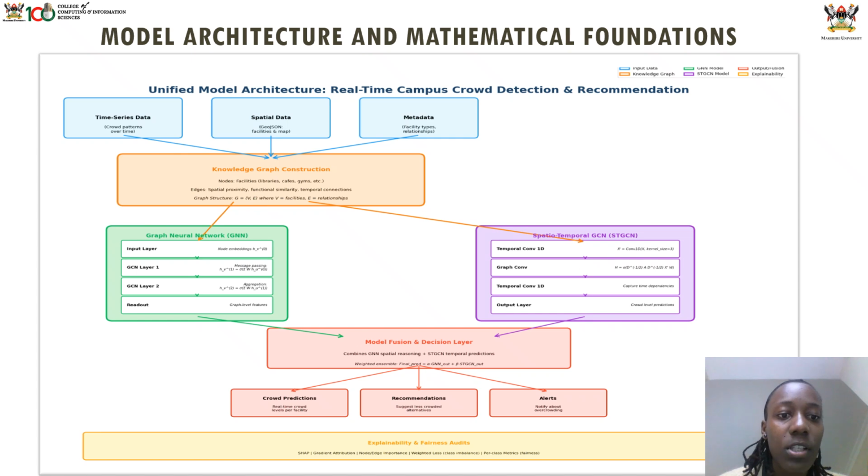So the knowledge graph feeds into the graph neural network, which then reasons over this. We have two models that we use here.